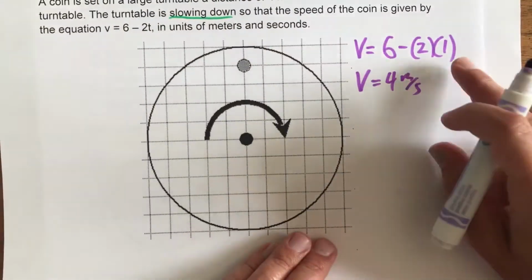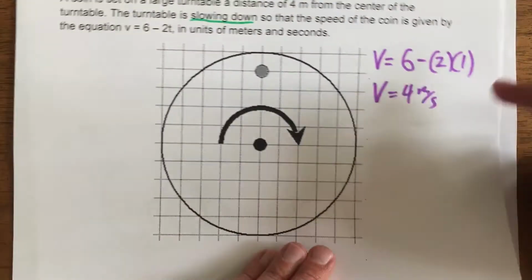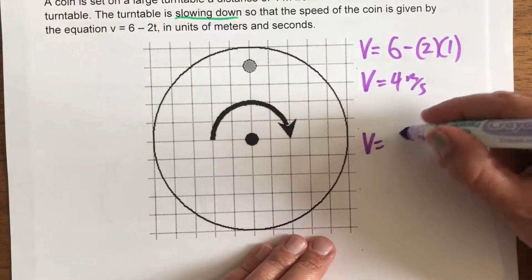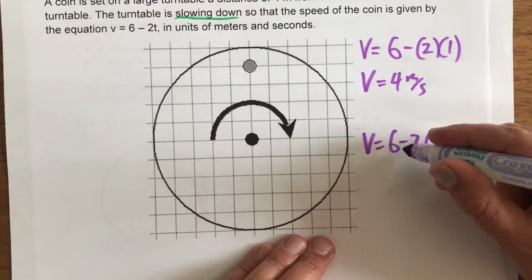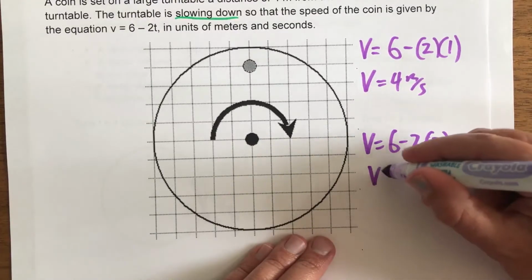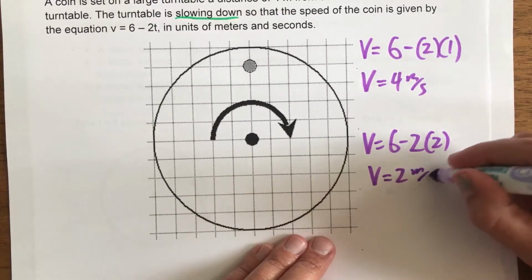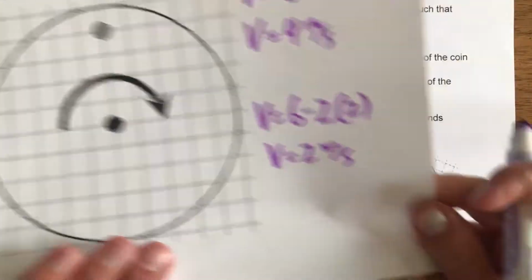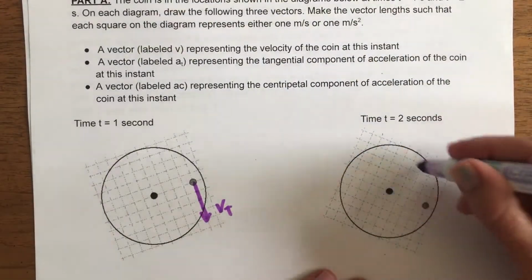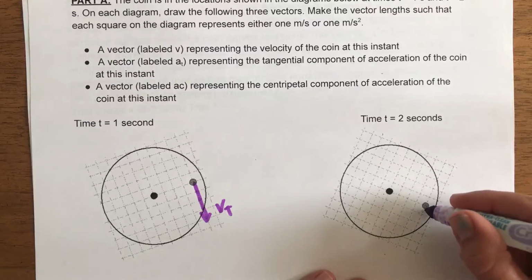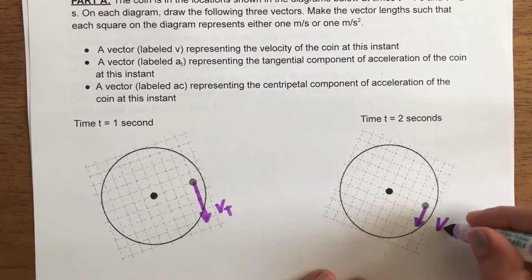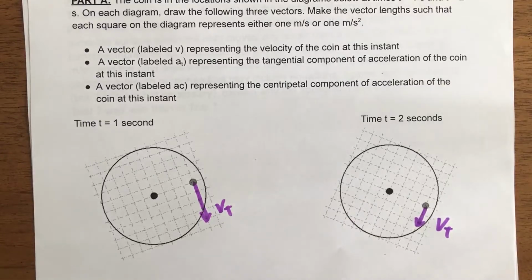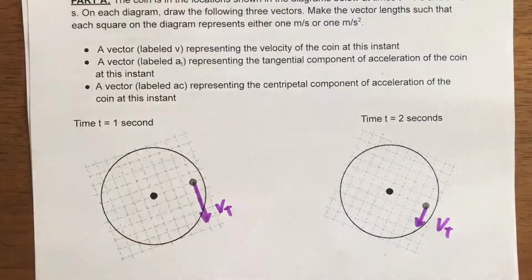Let's go and solve that now for 2 seconds, which is our other time. So that final velocity will equal 6 minus 2. In this case, our time will also be 2. So 2 times 2 is 4. So 6 minus 4 is 2. So it will be going 2 meters per second at 2 seconds. So again, we're going clockwise. At this moment, we'll only draw this out 2 squares. And again, that is the tangential velocity at that moment.